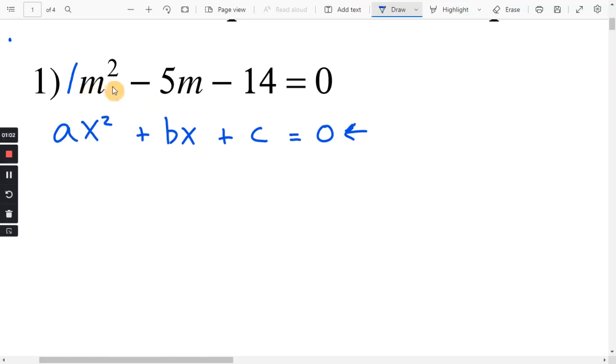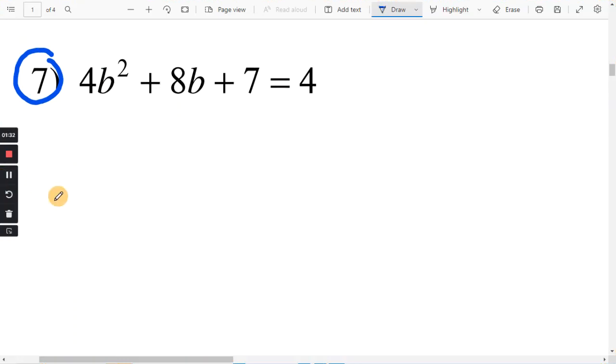So generally you want to write this in order of decreasing exponents, the x squared first, the x second, and the constant term with no variable last. Okay, here the a would just be 1, the b value would be -5, okay, and the c value would be -14. So make sure you watch your plus minus signs.